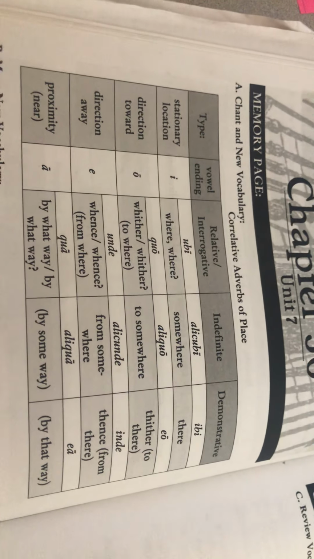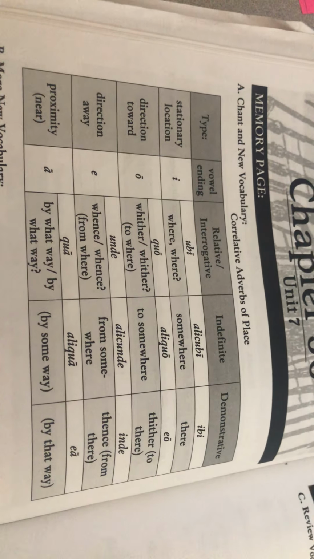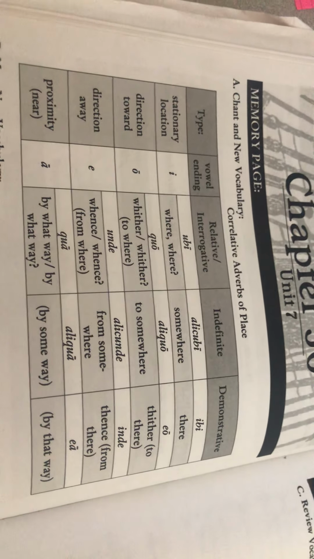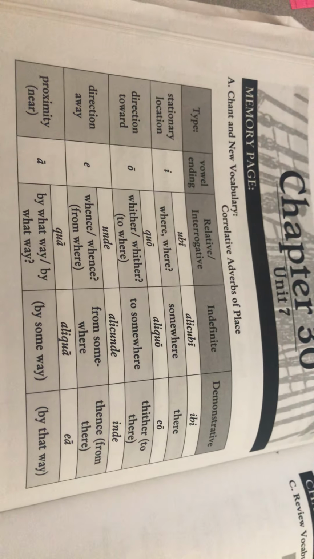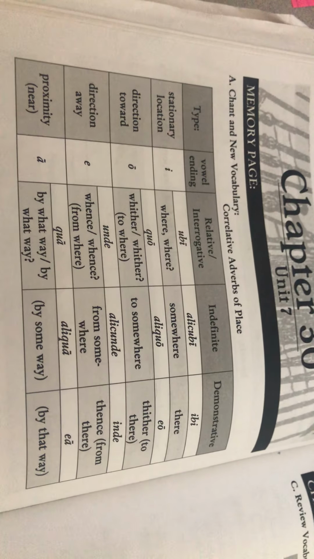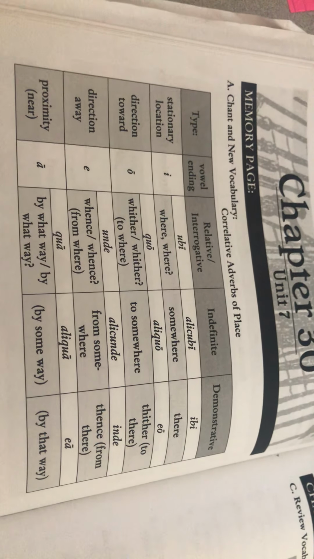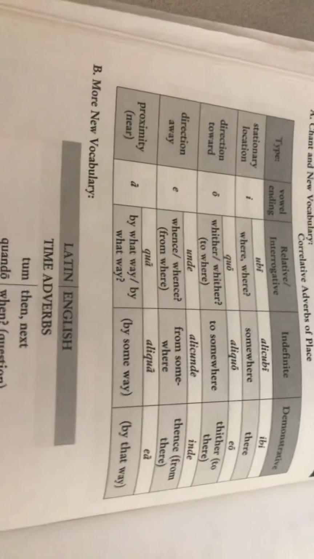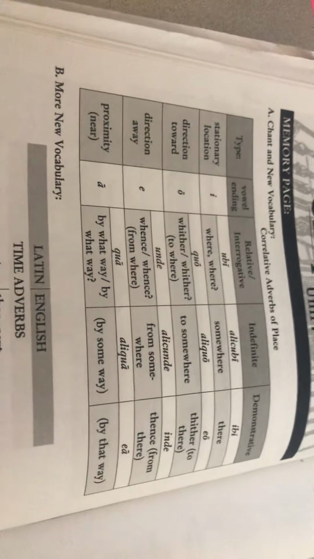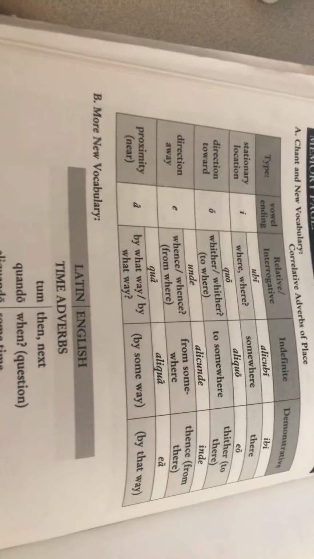Okay, proximity near, we have qua, which is by what way, and aliqua, which is by some way, and ea, which is by that way. Sometimes those things don't make a lot of sense until you use them within sentences, and we'll do that in just a minute.